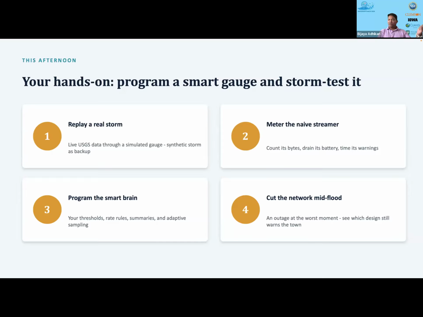So now we're adding edge computing to this naive streamer, and we'll see what the differences are. We'll then cut the network mid-flood, and the naive streamer won't be able to do anything, but if the thing that we program still detects a flood, it should be able to fire, because it has one more channel available to it.